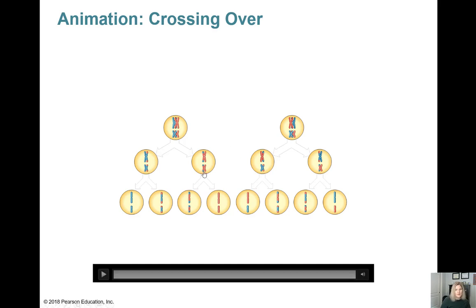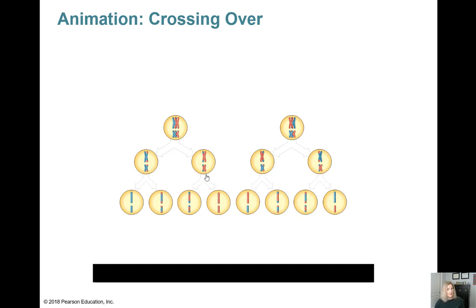So hopefully that explained a little bit about that crossing over effect. And the outcome is extreme because it's providing genetic variability, which means that, in addition to all of this genetic variation, each one of the sperm and eggs that you're producing are genetically unique. So that's adding to that variability amongst our offspring.